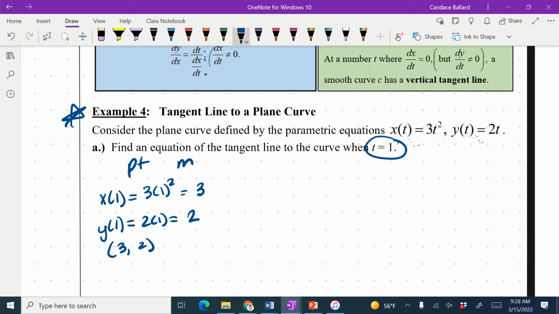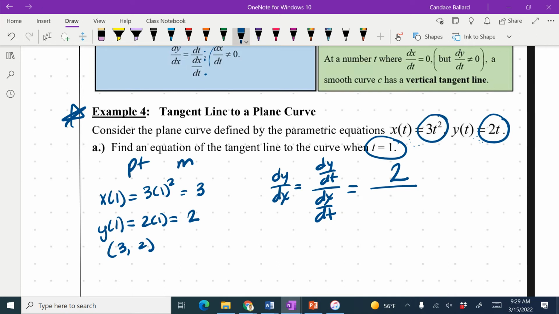Okay, in order to get the slope, what do we need to do? We got to find the derivative, right? So we're going to find dy/dx, which we just learned is dy/dt over dx/dt. And then we're going to evaluate that at 1. Okay. All right. So I'm looking at my y first. What's the derivative of 2t? 2. Good. What's the derivative of 3t squared for the denominator? 6t. Perfect. Now I need to plug 1 into it.